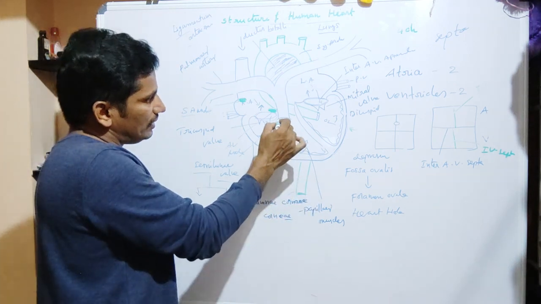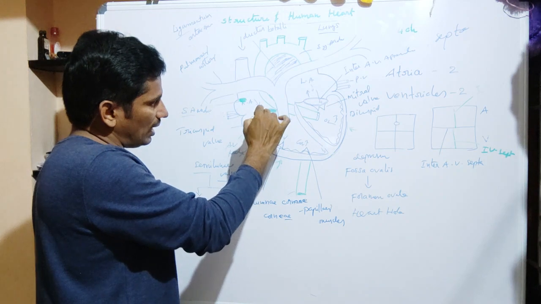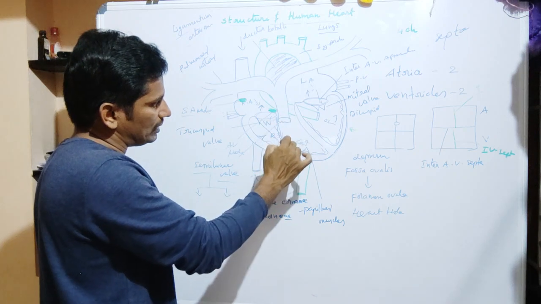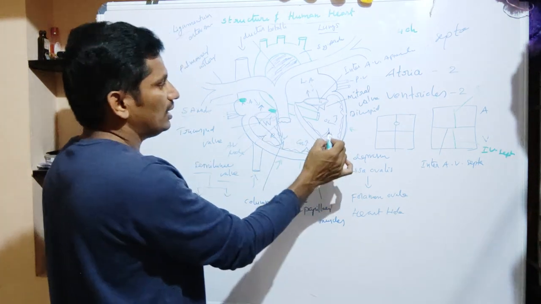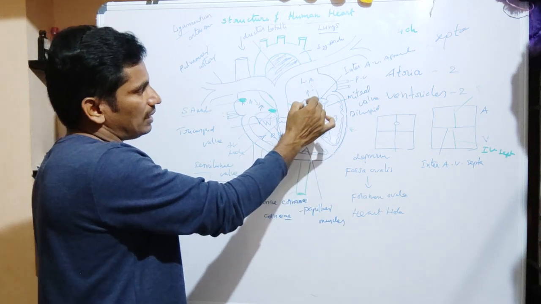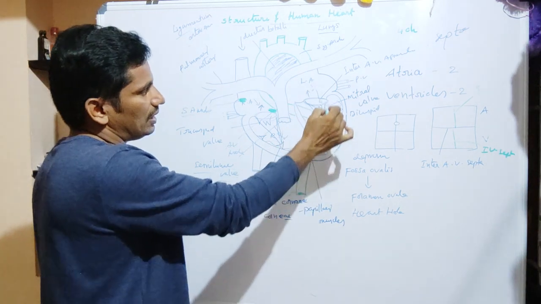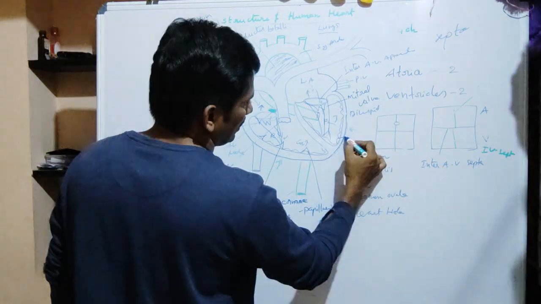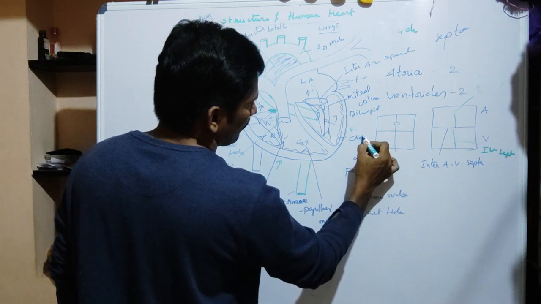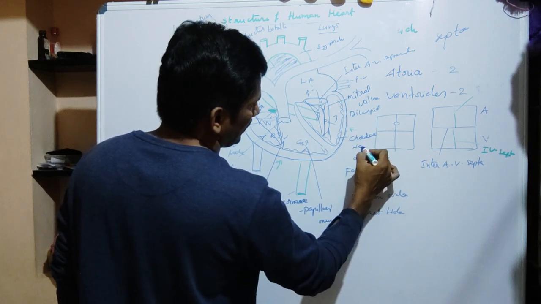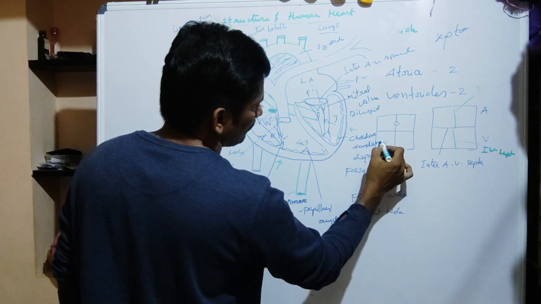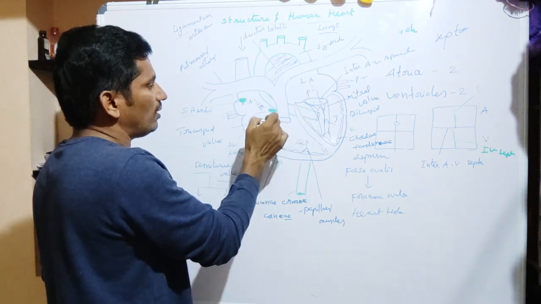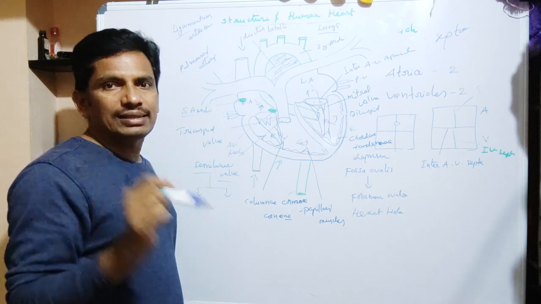Now these valves have fiber or thread-like structures which attach to the papillary muscles. Here also there are the same papillary muscles. The thread-like structures connecting the valves to the papillary muscles we call the chorda tendineae. Chorda tendineae. Now these two AV valves are attached to the papillary muscles through the strings called chorda tendineae.